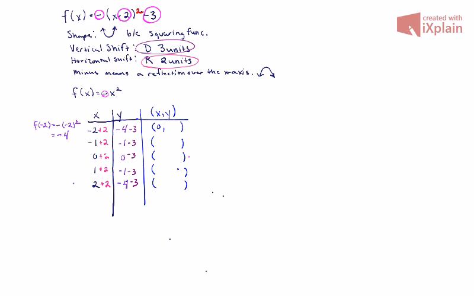Okay, so we get a 0 and then a -7. We get a 1 and a -4. So I'm just adding each one. So 0 plus 2 is 2, and 0 minus 3 is -3. 1 plus 2 is 3. -1 minus 3 is -4. 2 plus 2 is 4, and -4 minus 3 is -7. So now we have all the information that we need in order to graph this.